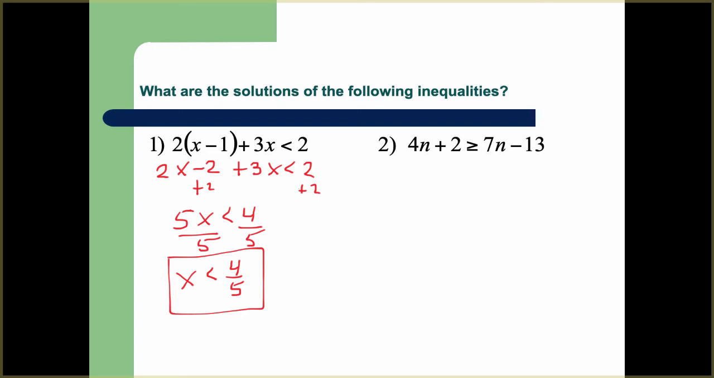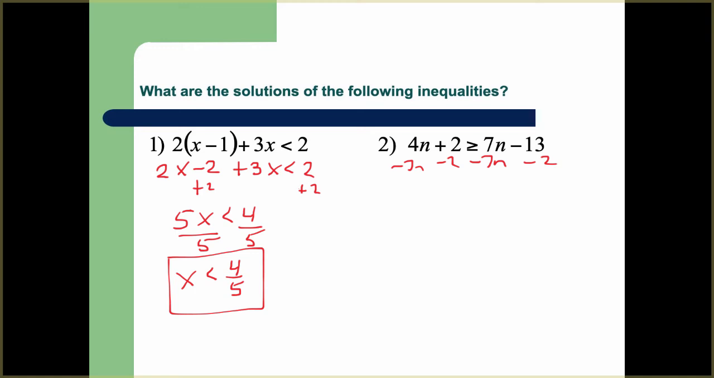So multi-step, a lot of these, if you have something outside of parentheses, generally you're going to want to distribute it in first. I suggest that you do that. Make sure you distribute fully. And then we get our x's combined and move our constants to the right side. So in this one we have 4n plus 2 is greater than or equal to 7n minus 3. I'm going to move my n's to the left and my constants to the right. To do that, I need to subtract 7n from both sides. I need to subtract 2 from both sides.